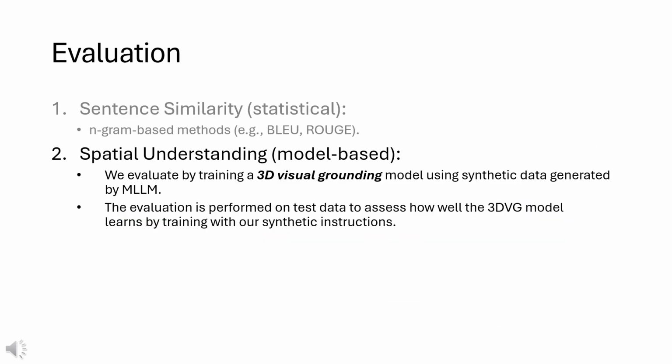To further verify the spatial understanding in our generated sentences, we use existing 3D visual grounding models. We train these models from scratch using the sentences generated by our LLM and compare their performance to models trained with human annotated ground truth. The idea is simple. If our generated descriptions are truly effective, then the visual grounding model should learn spatial understanding just as well as it does with human-provided sentences.